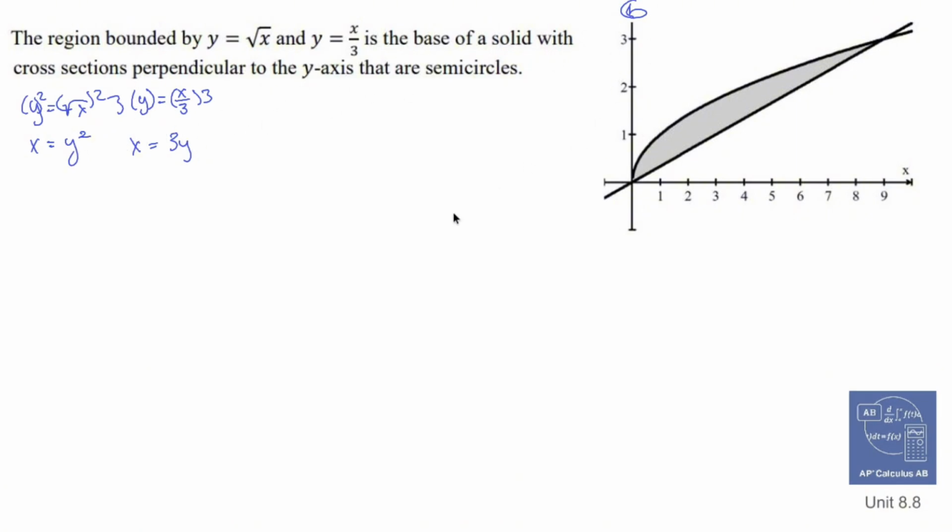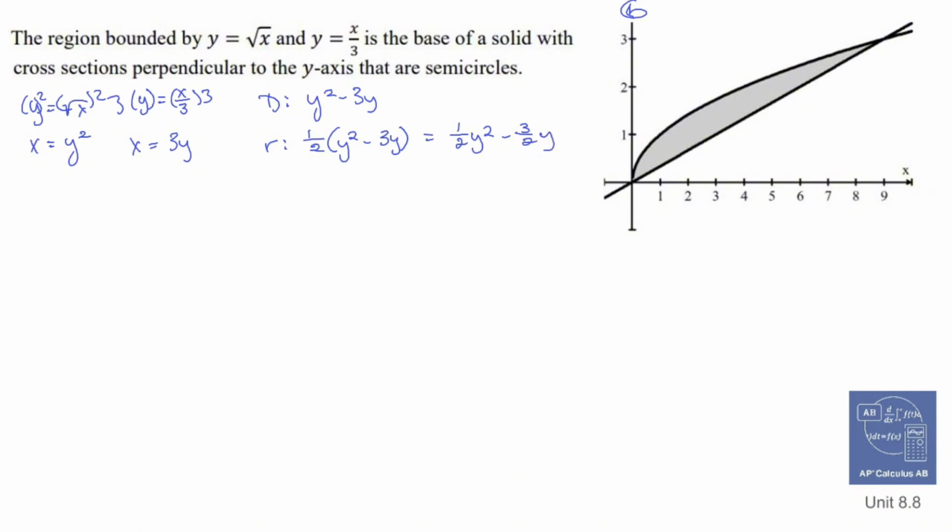To find the diameter, if we're doing semicircle stuff, the diameter is going to be just the one subtracting the other. So we'll do y squared minus 3y, why not? Okay, so the radius is going to be half of that. So half of y squared minus 3y. So what is that? That's going to be half of y squared minus 3 over 2 y. Gross.